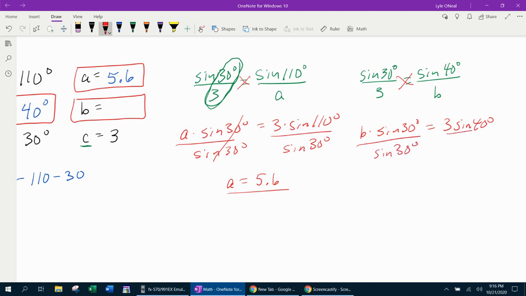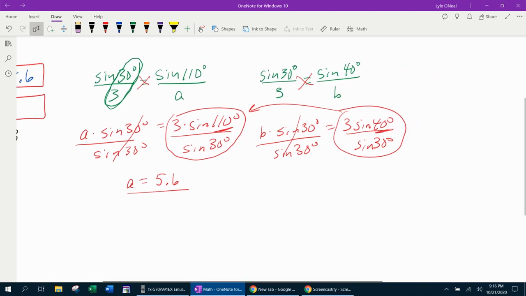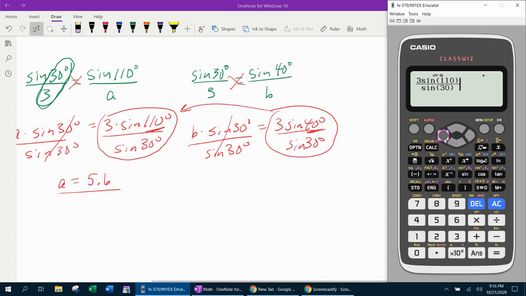Divide by sine of 30. And now I want you to notice something. Look at how this fraction compares to the one we input a second ago. Do you notice the only difference here is the angle that we're using? So what I can do, real easy, if I've got this calculator, is scroll back and delete the 110 and insert the 40. Do you see that's pretty much the same button pushes with 40 instead of 110?